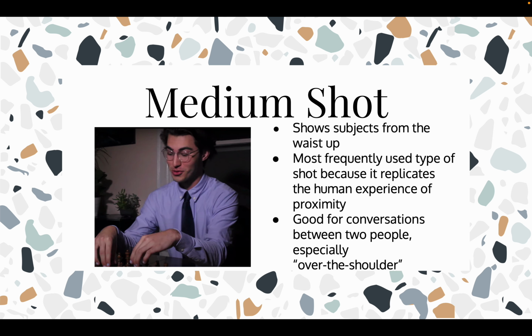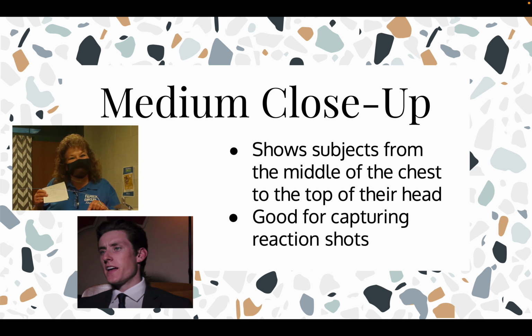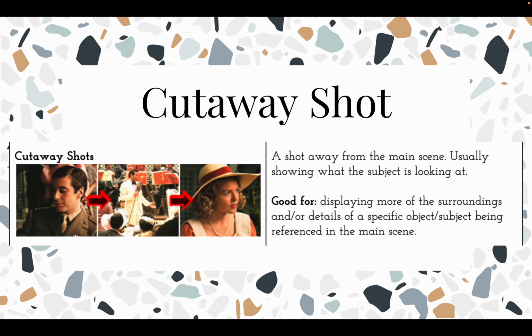You can have a medium shot, which shows subjects from the waist up. It's the most frequently used type of shot because it replicates a human experience of proximity. It's good for conversation between two people, especially when you're thinking about over the shoulder. You can have a medium close-up, which shows the subject from the middle of the chest to the top of their head, and it's really good for capturing reactions.